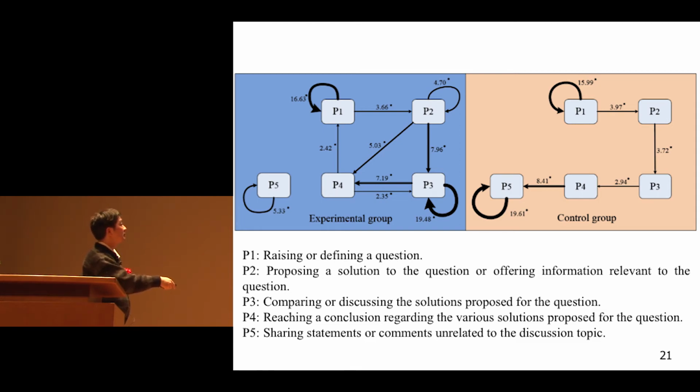And then P3 to P3 means they keep making comparisons, but that did not happen in the control group. So in the experiment group, they try to raise more answers, and also they try to make more comparisons than this group. So we use this to explain why this group had better learning achievement than the other groups.